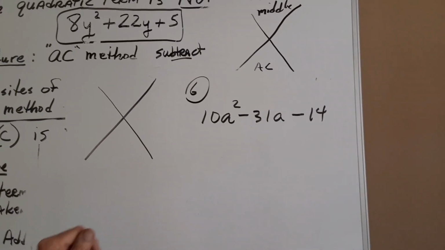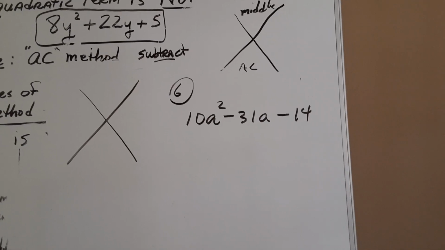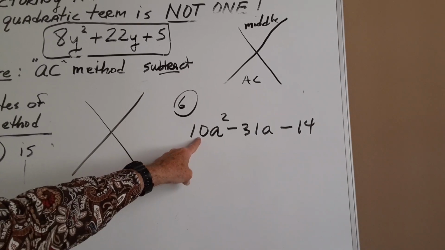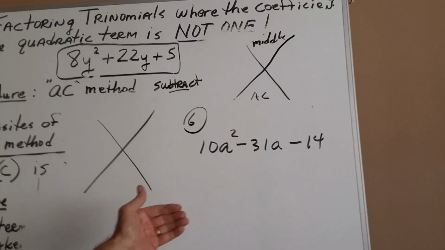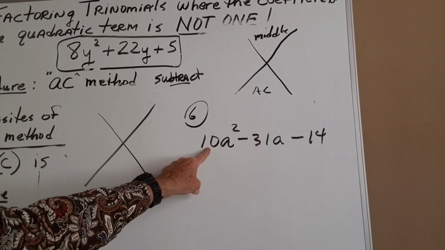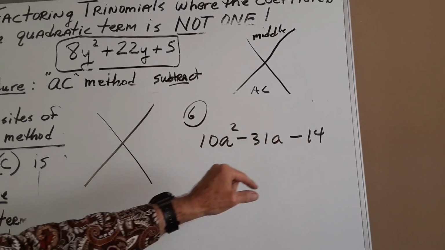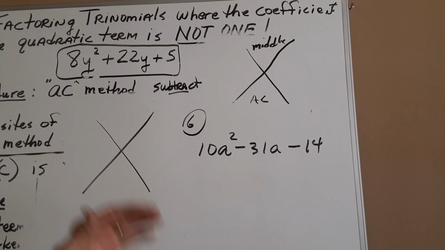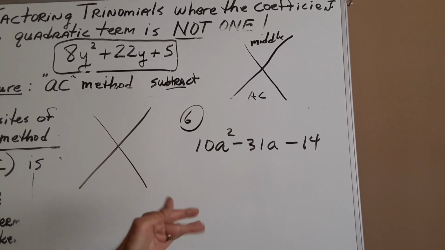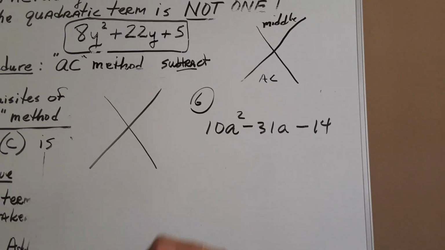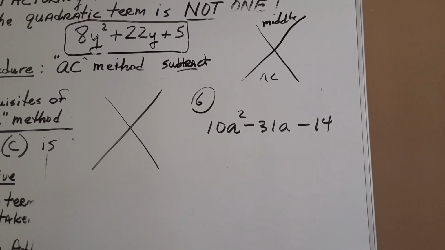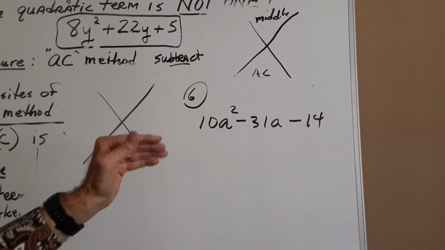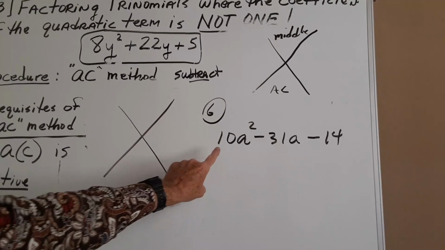GCF. Well, they don't all have a's. 10 doesn't go into either of those. 5 doesn't go into all of them. 2 doesn't go into all of them. It's got no GCF. 4 terms? No. Trinomial? Yes. Are we going to follow AC? Bet your boots.